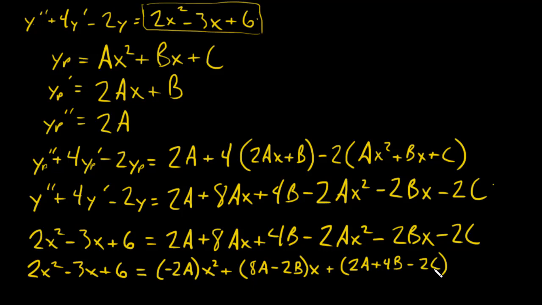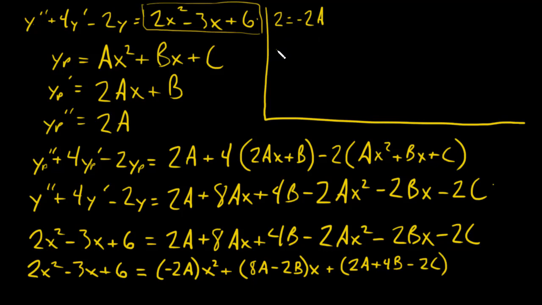Well, I grouped them like that because this x squared matches this x squared. So the coefficients also have to be equal. So I can now say, I'm going to try to do a little scratch work up here so that I don't have to erase and rewrite all this. I can say that 2 is equal to negative 2a. And if that's the case, a has to equal what?